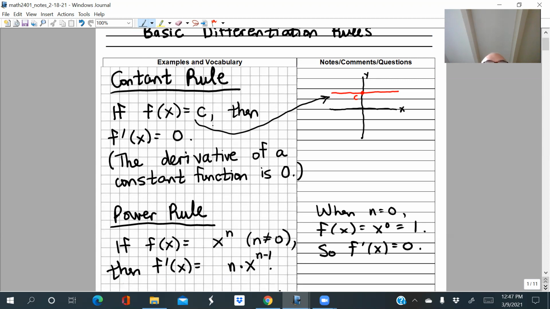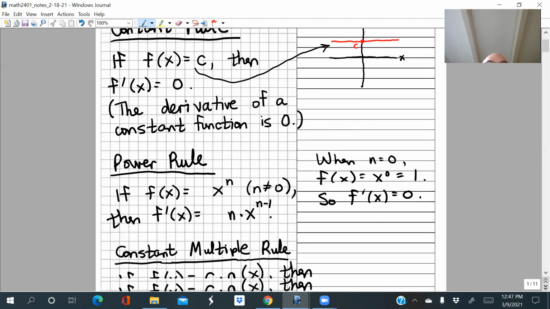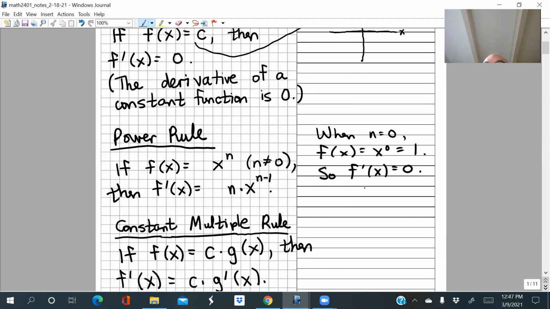All right, so the rate of change of just a number, just a constant, is 0. Okay, now the second rule is going to be much more important to us.